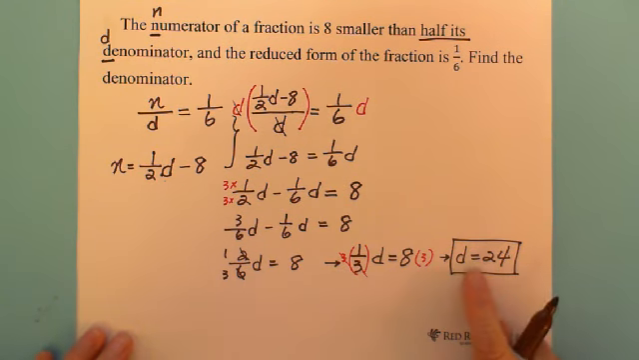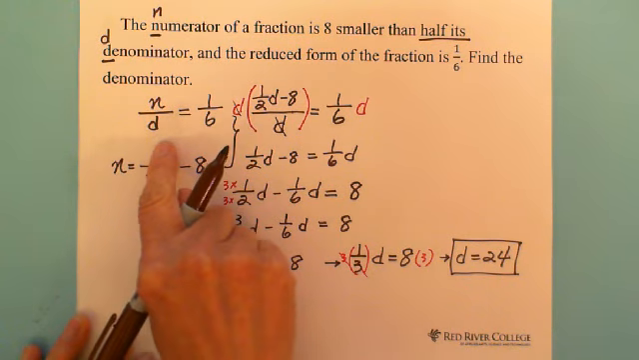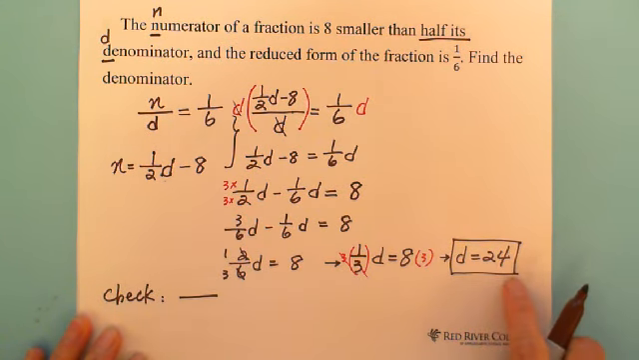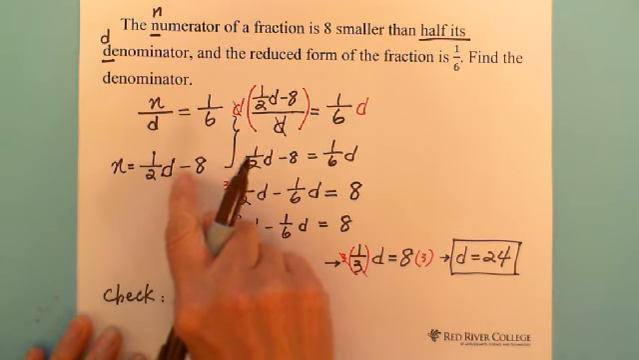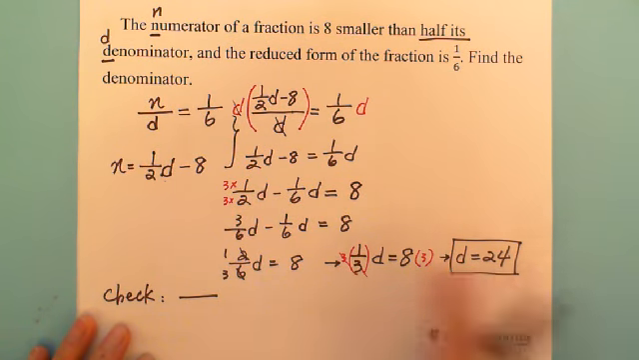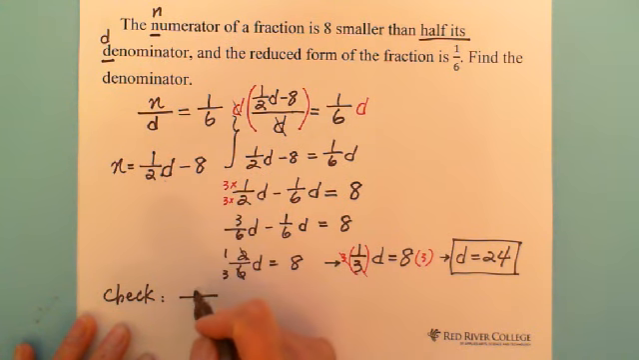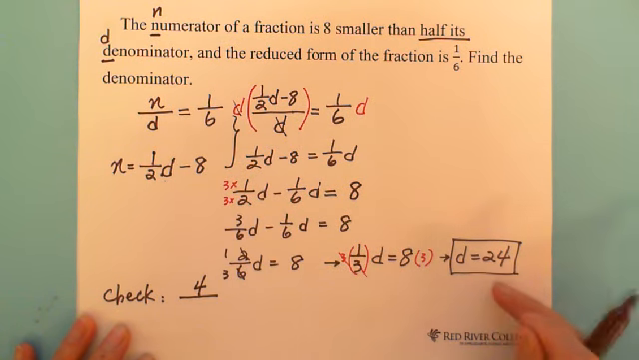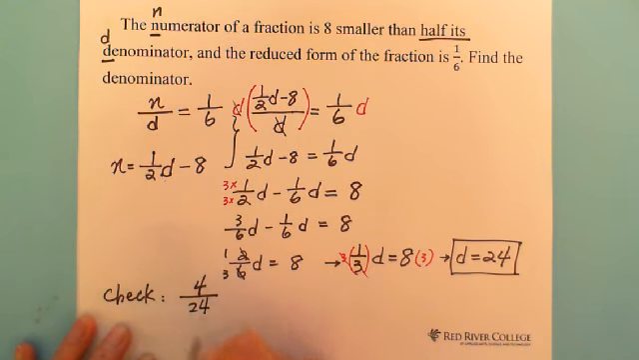So you can plug d equals 24 into the equation to check if your answer is correct. Check your work. The top is the numerator. The numerator equals 1/2 d, half of the denominator, half of 24, you get 12. 12 minus 8 is 4. So the numerator is 4 and the denominator is 24. The fraction is 4 over 24.